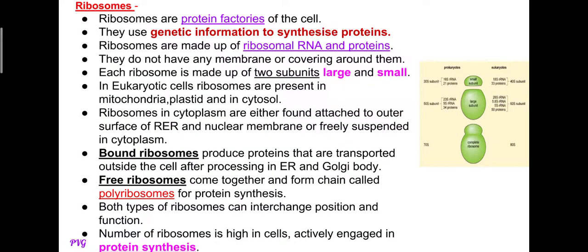Next cell organelle, that is the ribosomes. Ribosomes are protein factories of the cells. They use genetic information to synthesize proteins. इथंही रायबोझोमचा रोल प्रोटीन सिंथेसिसमध्ये फार महत्त्वाचा आहे. Ribosomes are made up of ribosomal RNA and proteins. They do not have any membrane or covering around it, and it is made up of two subunits. One is large and one is small.